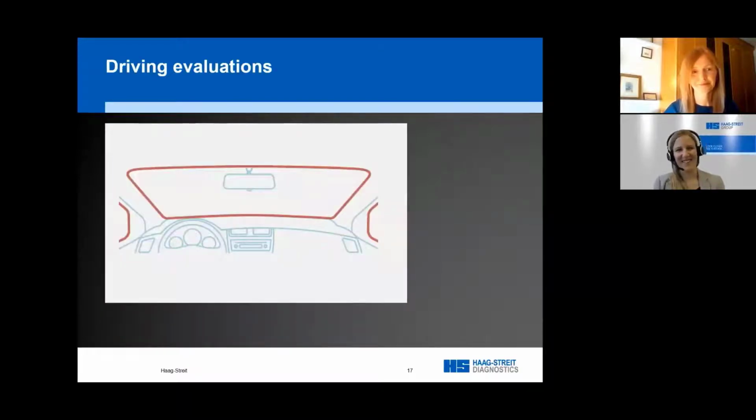Very interesting. So let's move to, again, a totally different topic, driving evaluations. In the UK, the Estimate test is the standard testing for visual evaluation, fitness to drive. Nevertheless, you sometimes use kinetic perimetry. Could you explain to us when?